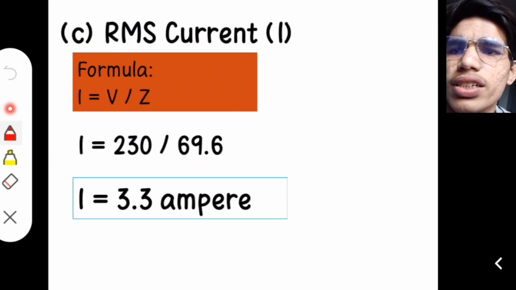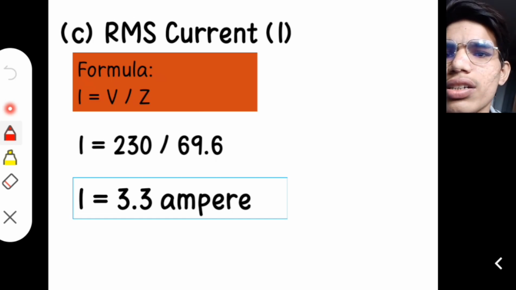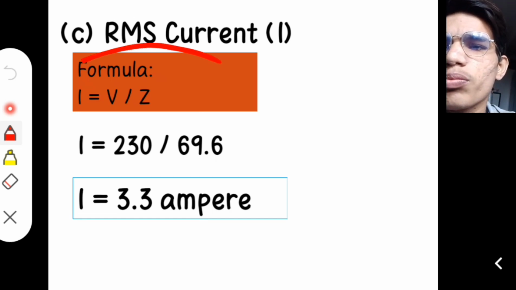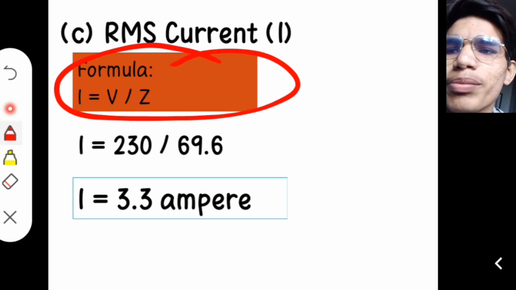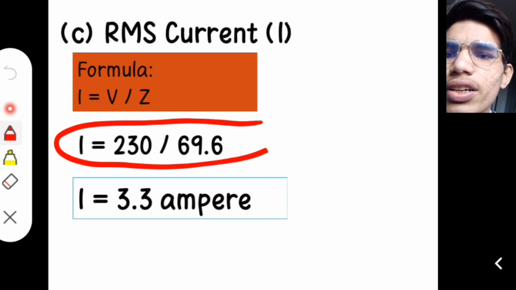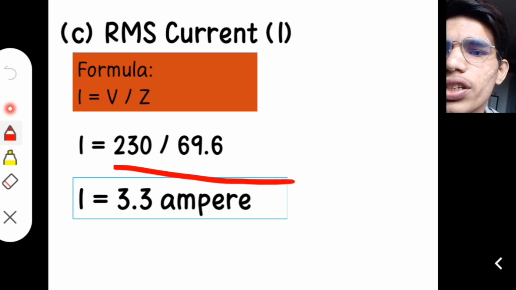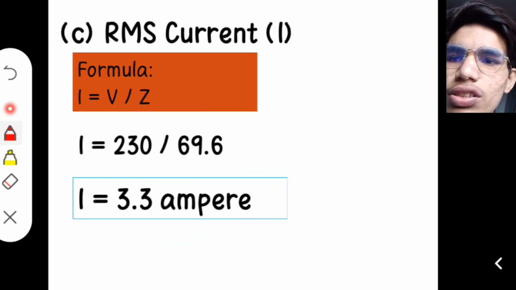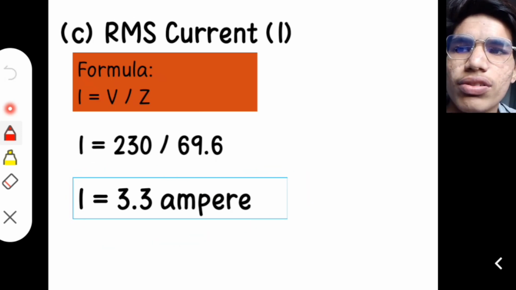So question number C is to calculate RMS current. The formula of RMS current is equal to Vrms by Z, where Z is impedance. So on putting the value of Vrms and Z, we get current is equal to 3.3 ampere. So question number C is done. Let's see question number D.